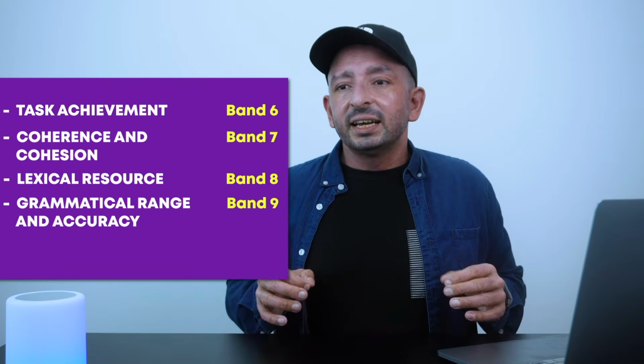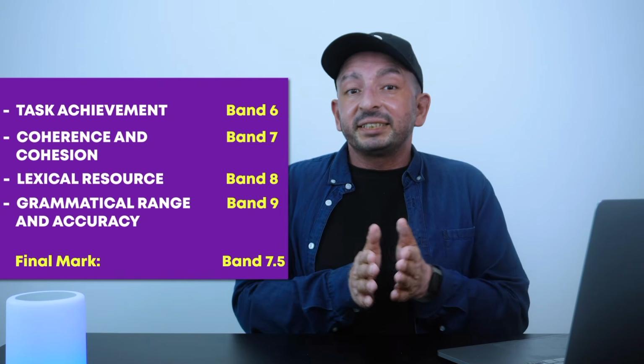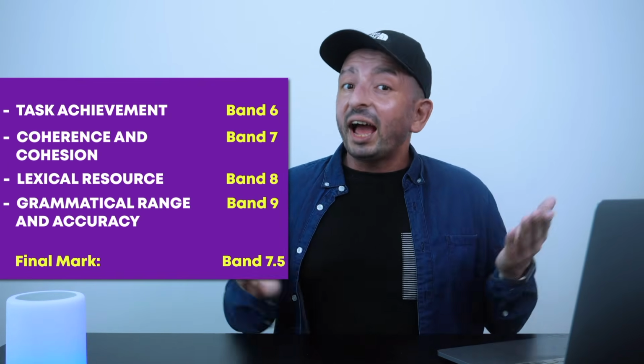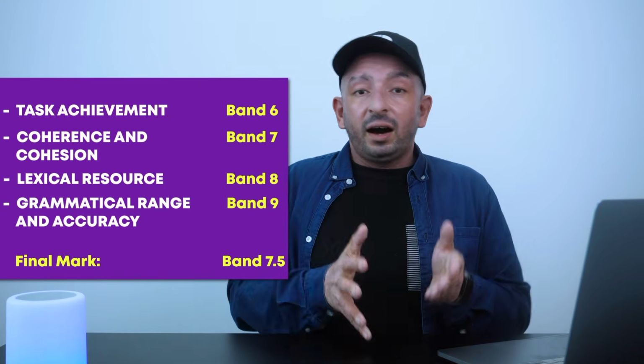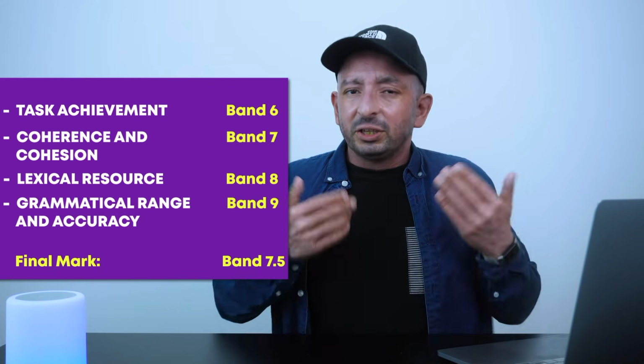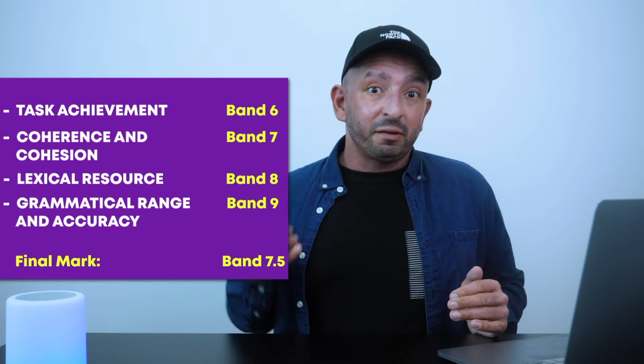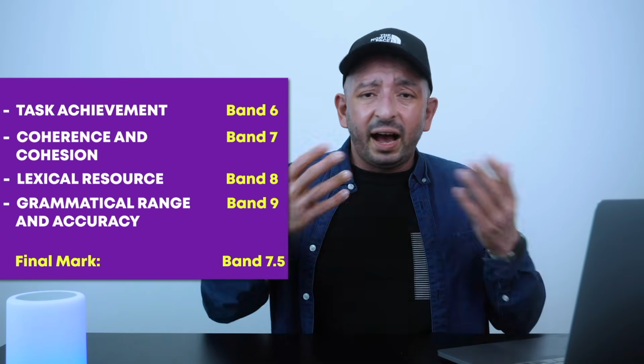So in this case, your average score will be a band 7.5, which actually shows you that you can get half bands as your final score. So for example, you can get a 5.5, a 6.5, and a 7.5. Now, I will leave a link to the marking criteria in the description below.